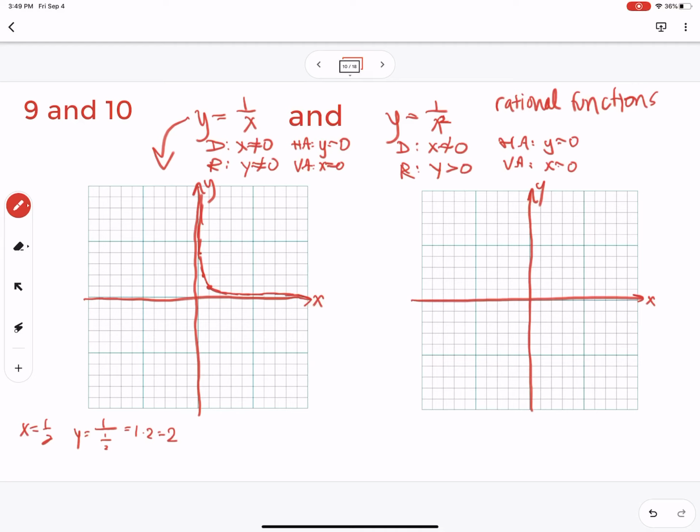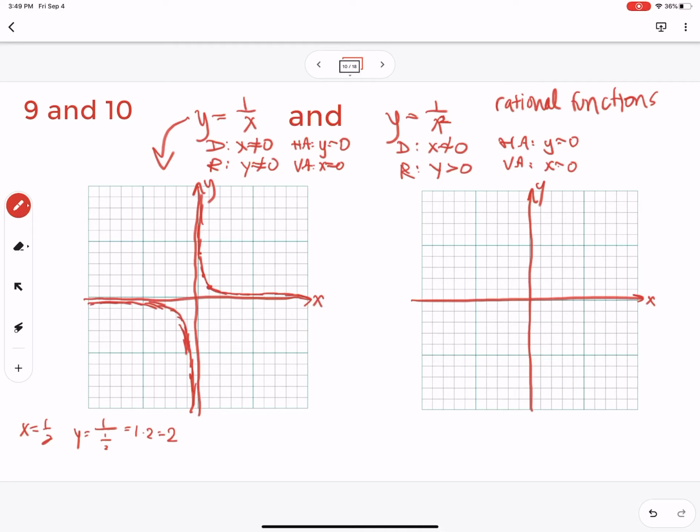Then you're going to have similar stuff when x is negative, except all your y values are going to be negative. So you're going to have essentially the same thing, but in quadrant 3 instead of in quadrant 1. X's and y's both negative. And my pictures are not perfect, but they're accurate.